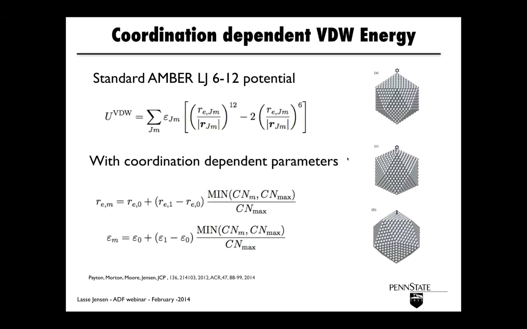So the van der Waals energy term that's implemented into ADF and the DIM-QM is based on a standard Amber Lennard-Jones 6-12 potential given here, with one small modification: in certain systems, in order to describe binding sites at different bases on metal nanoparticles, there are actually coordination-dependent Lennard-Jones parameters in here.